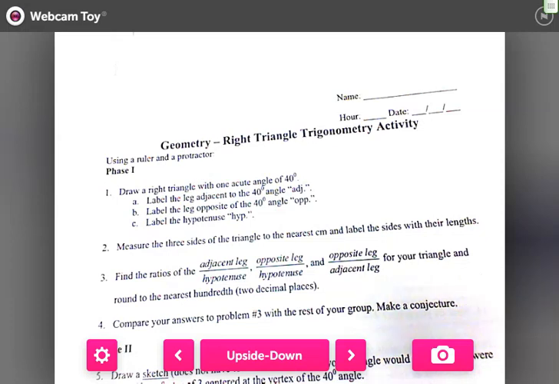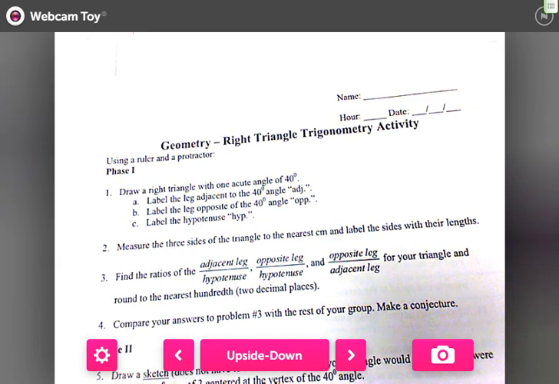All right, guys, we're looking at the right triangle trigonometry activity. We need a ruler and protractor for this. If you don't have one, you're going to have to borrow so that we have enough. We're going to draw a right triangle with an acute angle of 40 degrees.